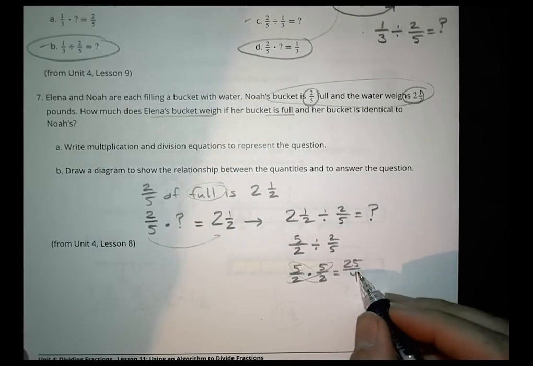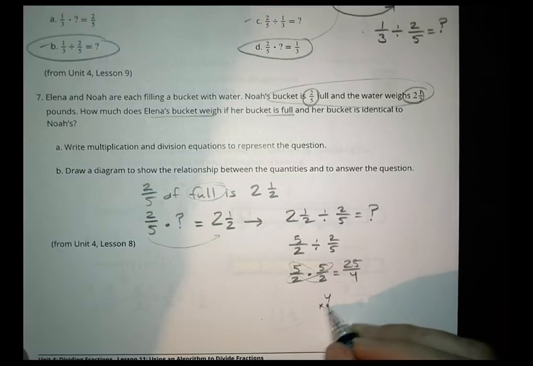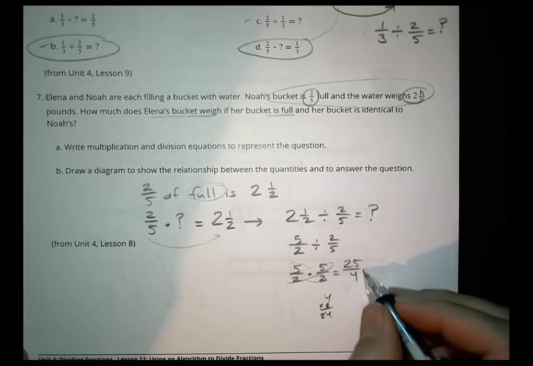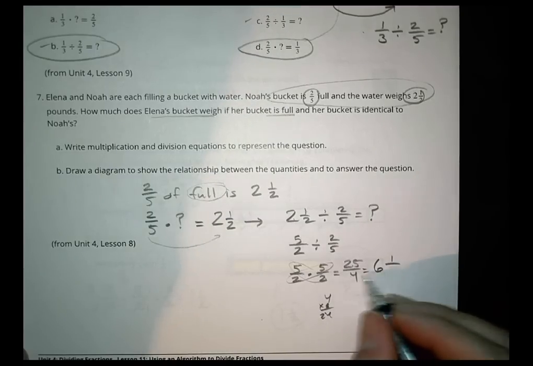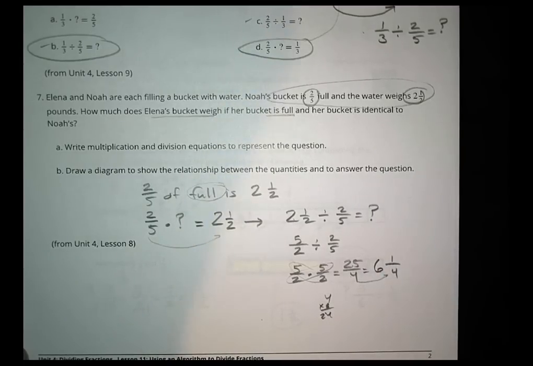4 goes into 25. Well, 4 times 6 is 24. So we know it goes in there 6 times. 25 minus 24 leaves me 1 left over. And the denominator stays the same, so 6 1/4. All right? And that's what's going on with that one right there.